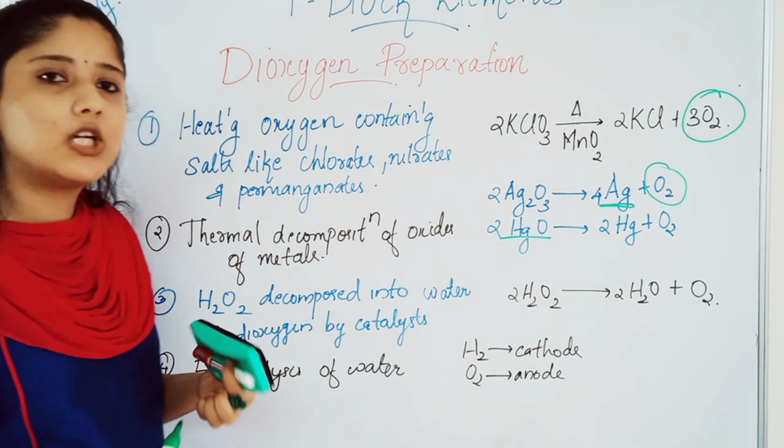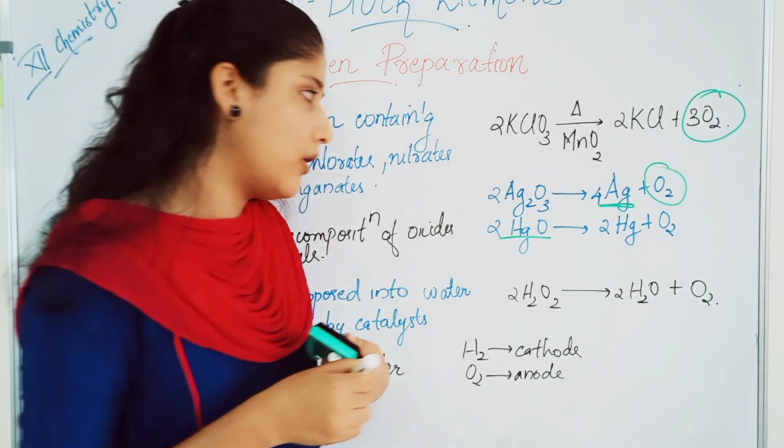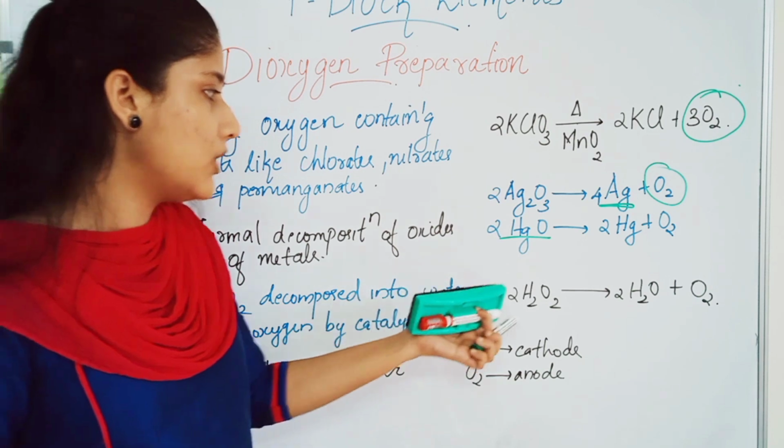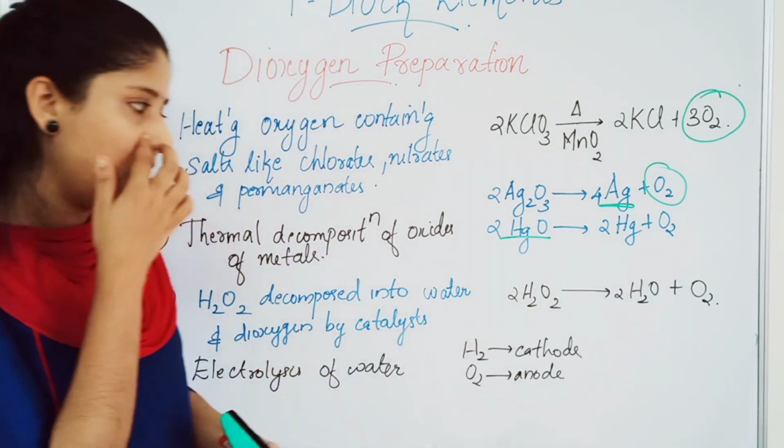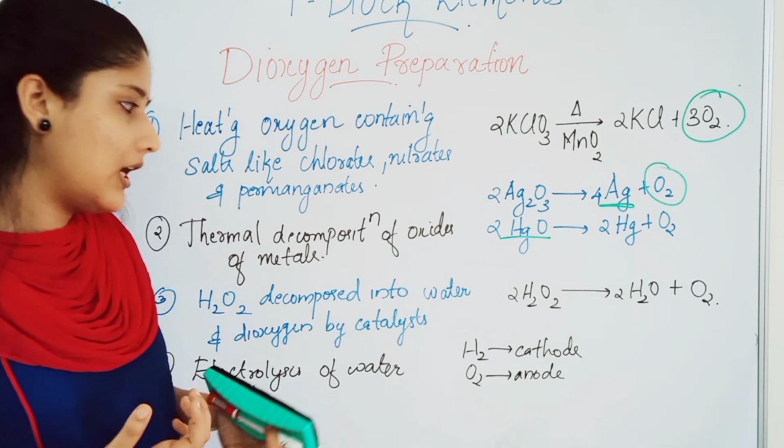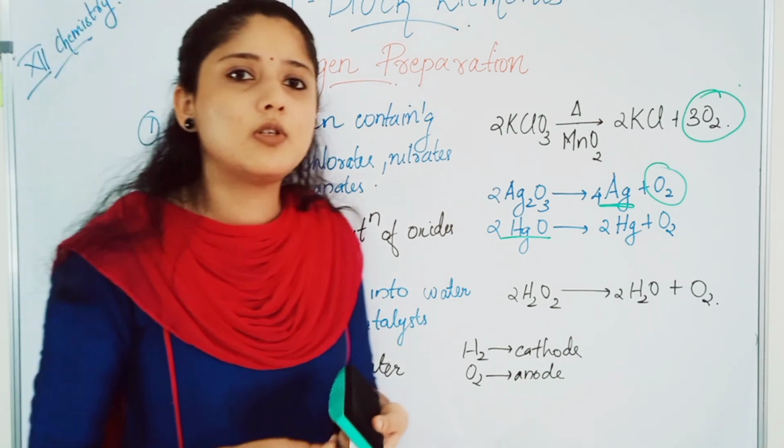Third is hydrogen peroxide decomposition into dioxygen and water: 2H2O2 gives 2H2O plus O2. That is the third method of preparation. And at last we studied the electrolysis of water.